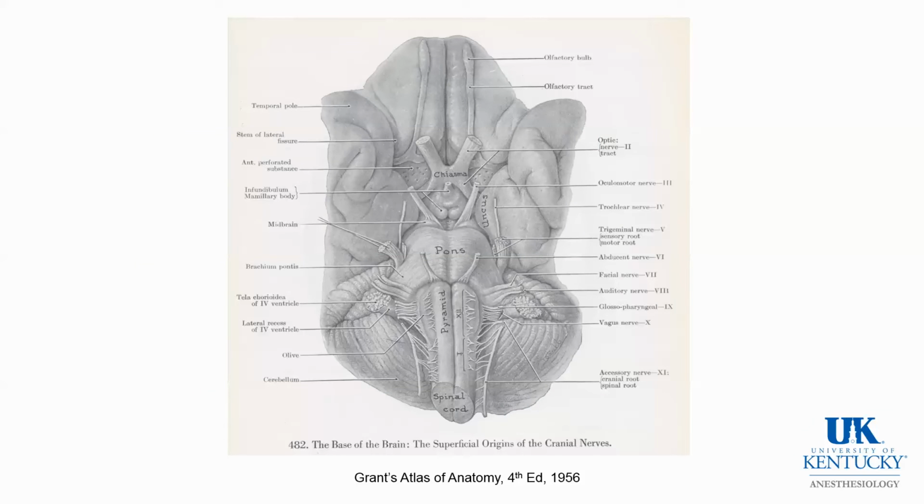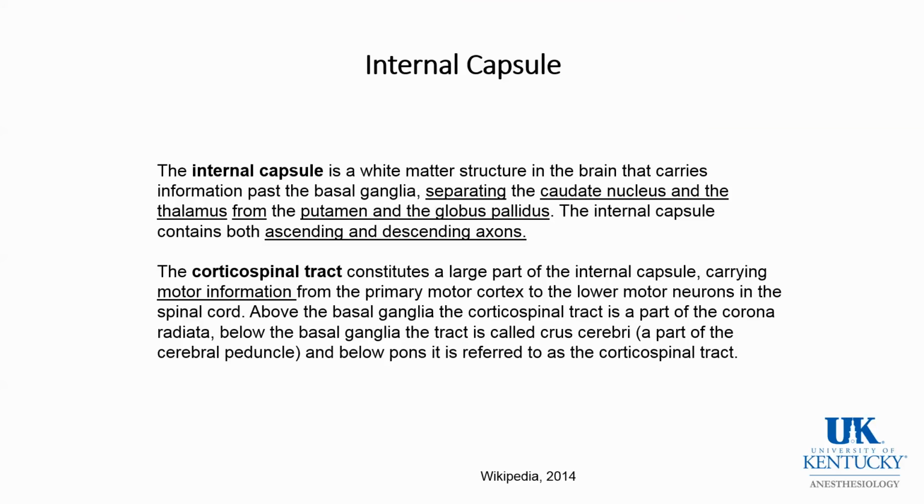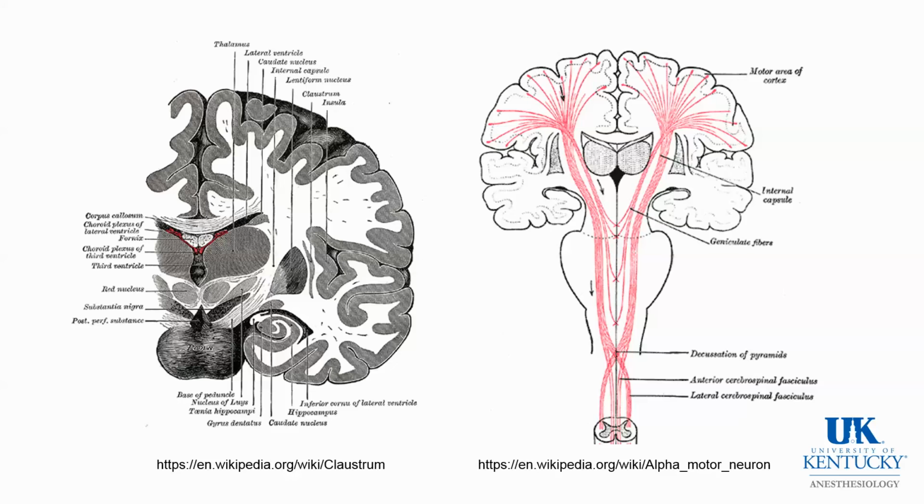This depicts the gross anatomy of the base of the brain. The internal capsule is described on this slide. Importantly, it contains the corticospinal tract, which carries motor information from the primary motor cortex to the lower motor neurons. On these slides are illustrated the course of the internal capsule.